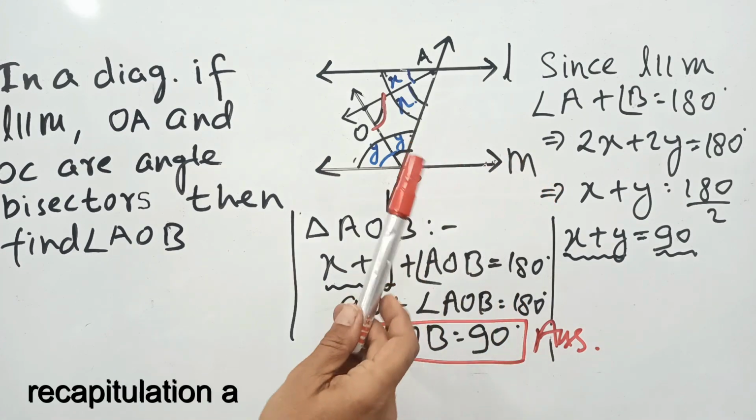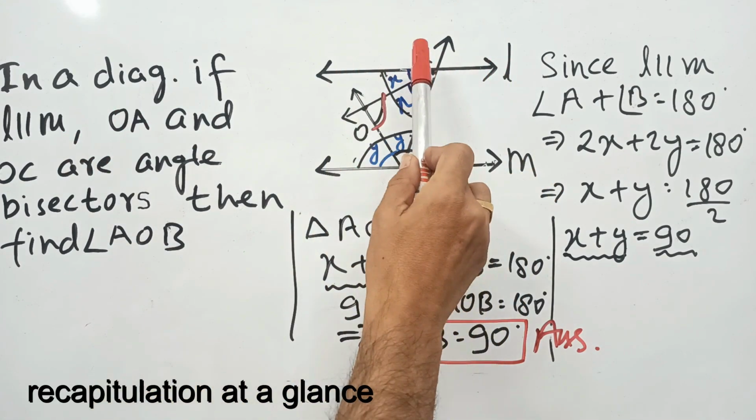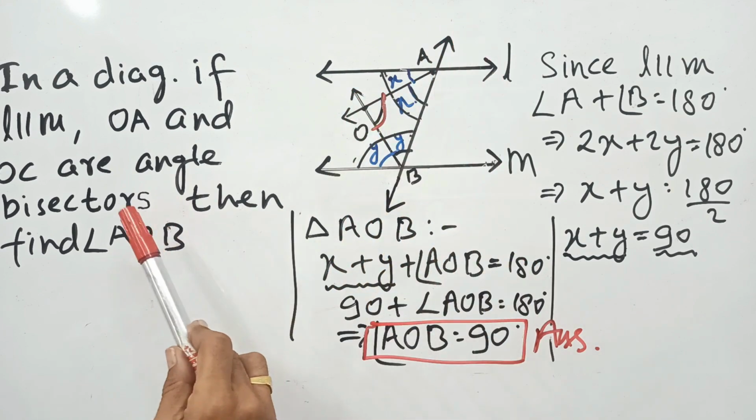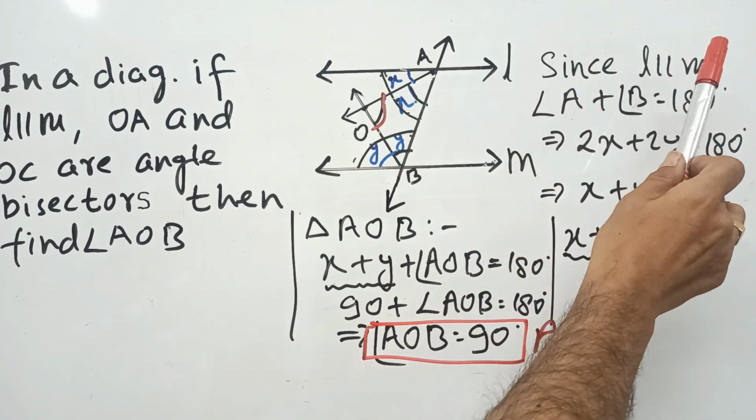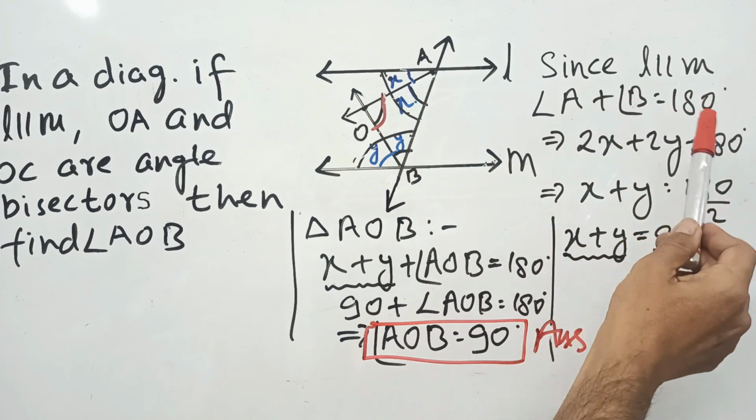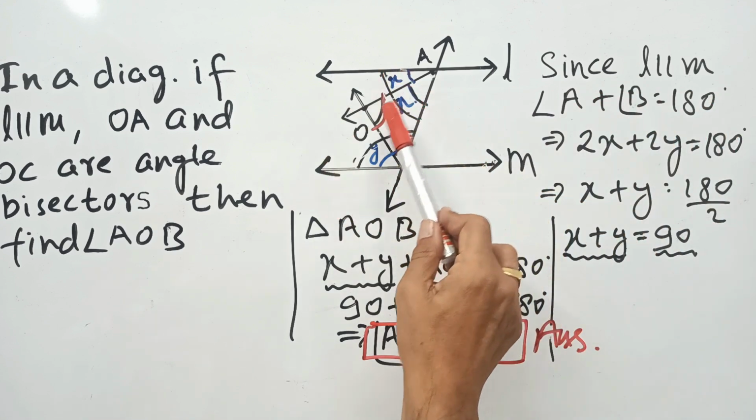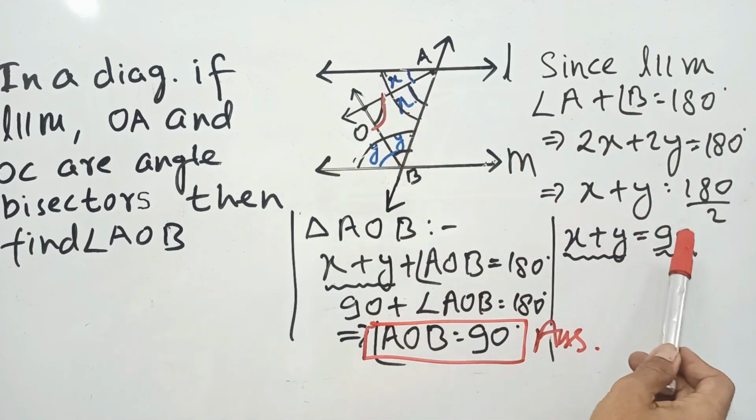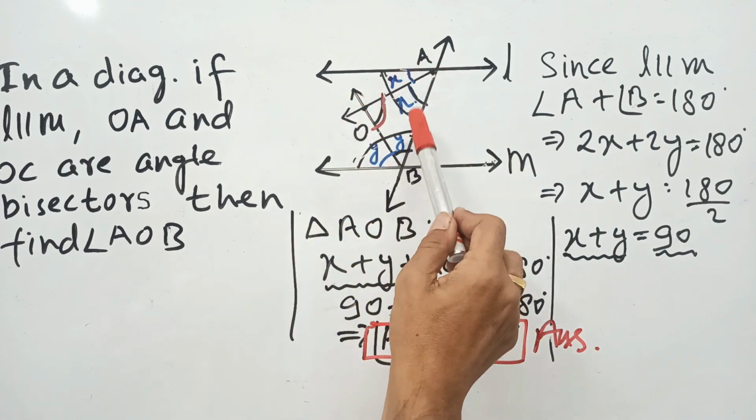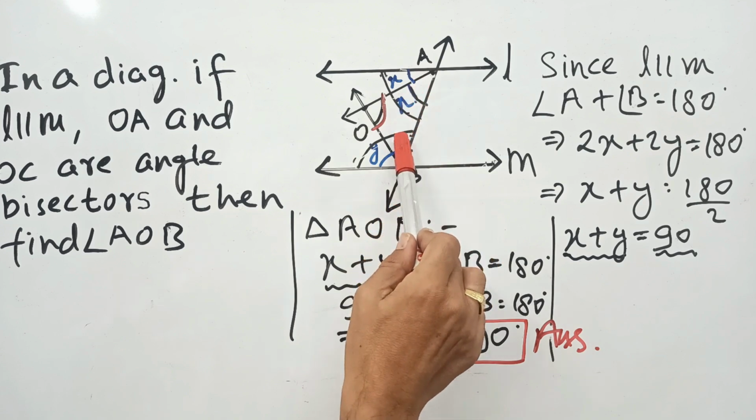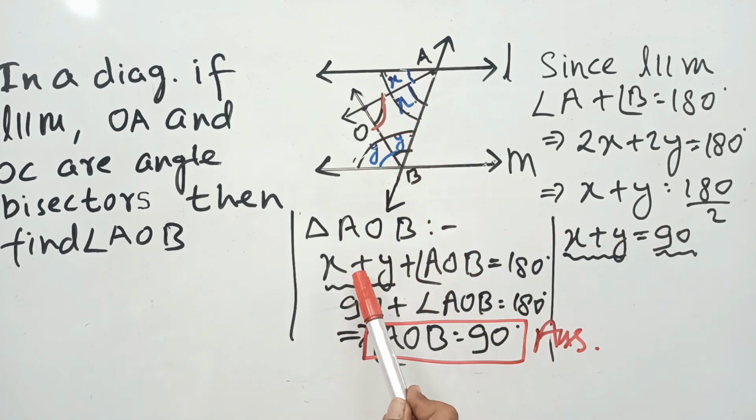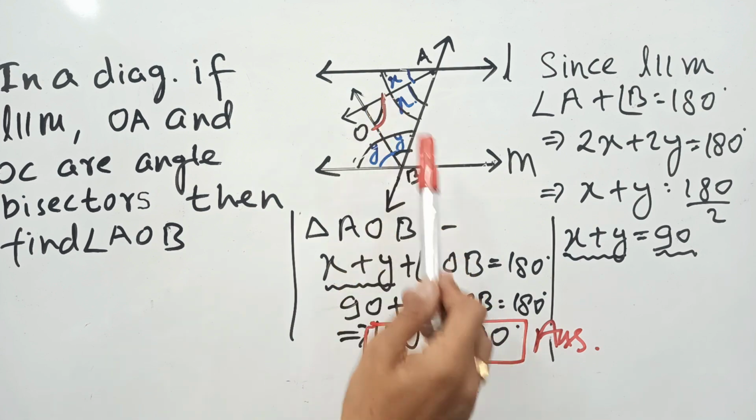So at a glance, let us recapitulate. In a diagram, it is given L and M parallel and these are the angle bisectors. We need to find this AOB. So we use this parallel line rule. The lines are parallel, then the sum of co-interior opposite angles is 180. So we suppose this x, x, 2x plus 2y is 180, x plus y is 90. Then in the next step, we use this triangle angle sum property. Angle x plus y plus AOB is equal to 180, and x plus y we replace here with 90, so AOB is equal to 90 degrees.